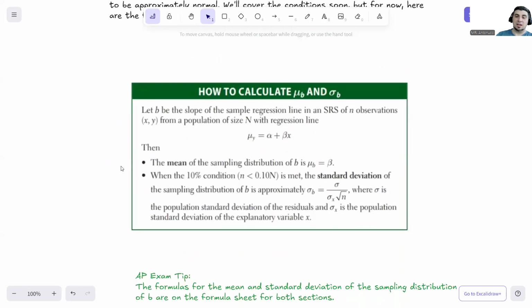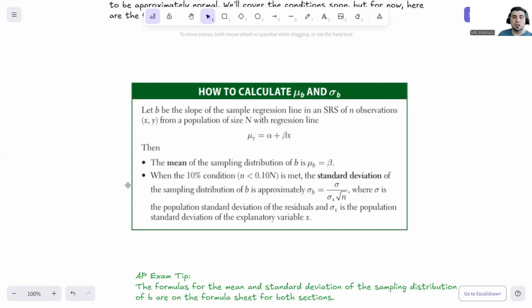The mean of the sampling distribution of b is mu sub b, which equals beta, when the 10% condition, where n is less than 10% of the population size, is met.